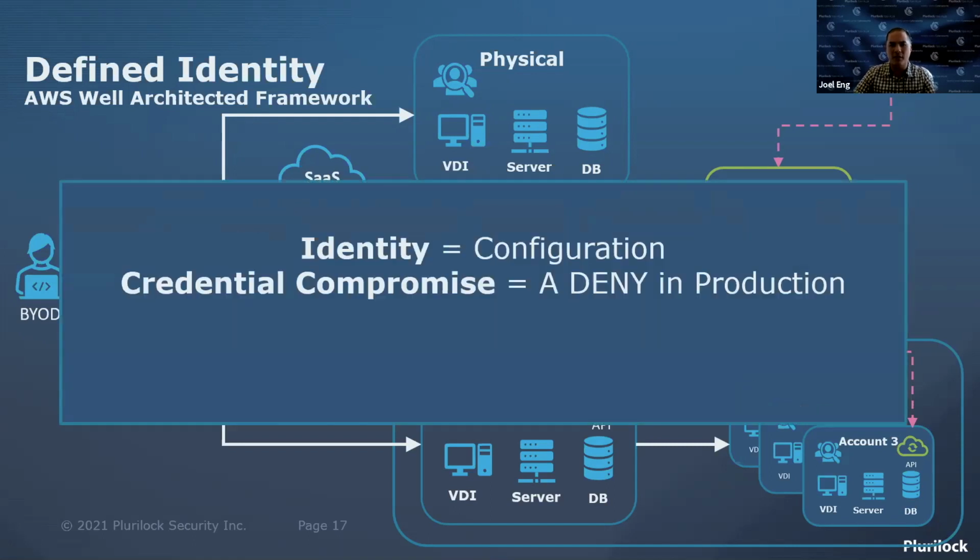And AWS is redefining identity as a configuration that is dependent on your environment. And credential compromise is simply defined as any deny in production. So this is going to sound crazy. I would say it has 3 legs to it. Each one of them sounds a little bit crazier from a security perspective when you hear it, but when you put all 3 together, it makes a lot of sense.